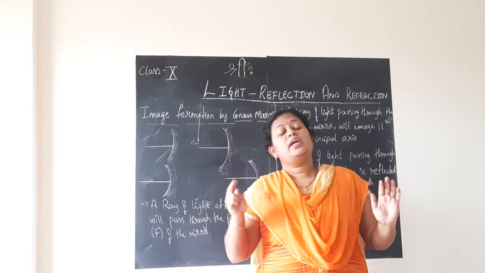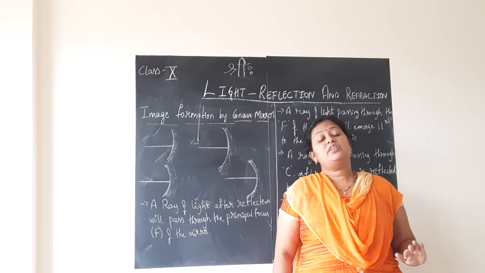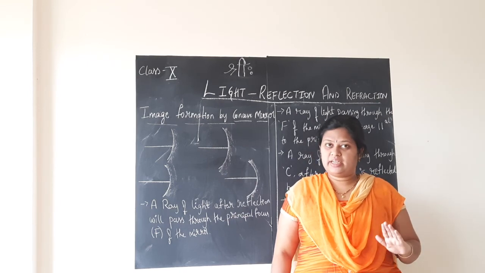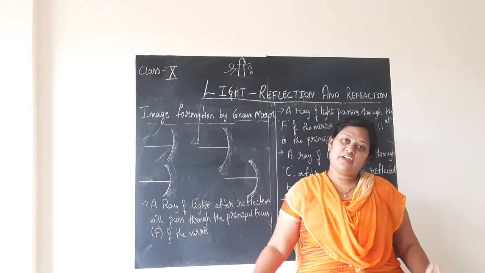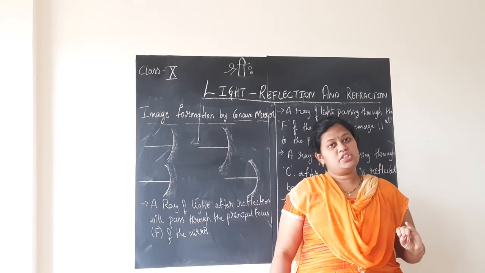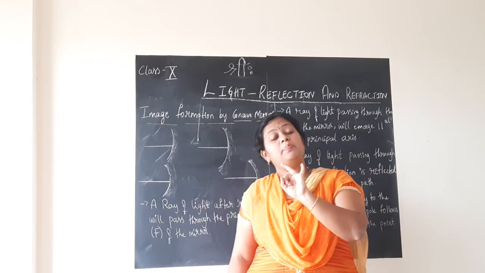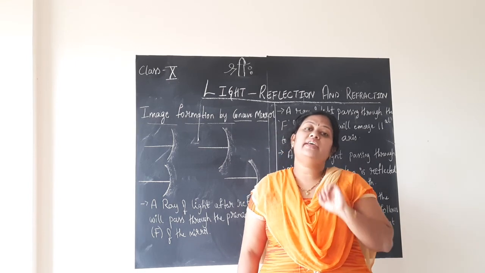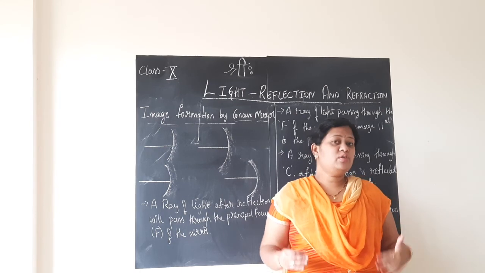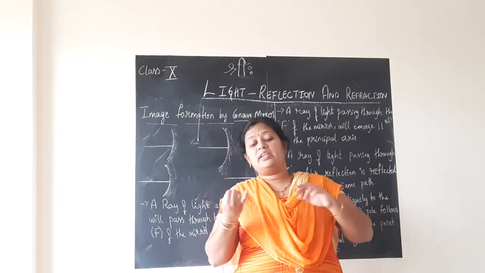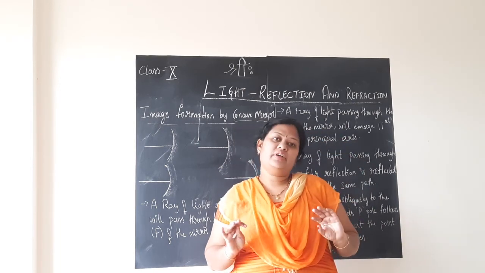How? It basically depends on the position of the object, children. First we have to see where the object is placed. At different positions of the object, the image will be formed at different positions. Based on the position of the object, you will have to decide the position of the image as well as the nature of the image. What is the nature of the image? That too we have discussed already. That is whether it is erect or inverted, or whether it is real or virtual.